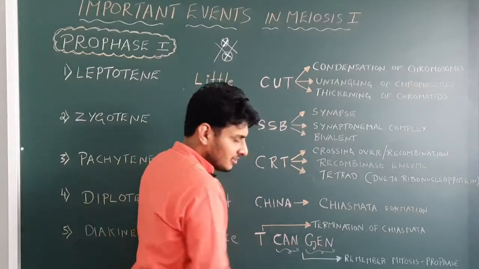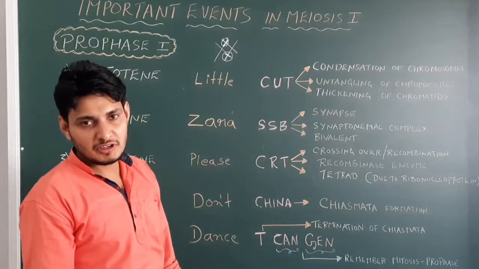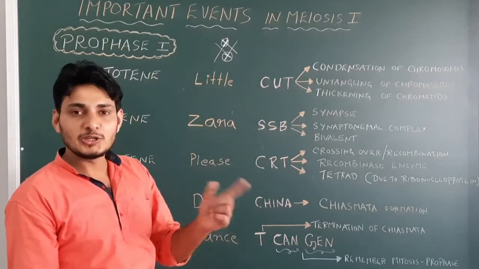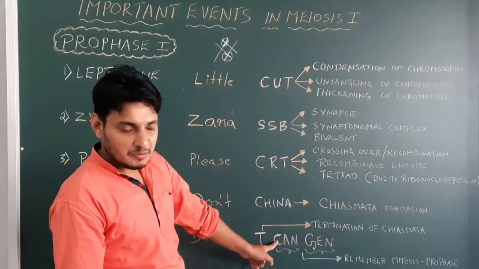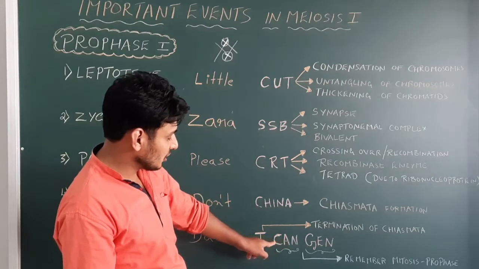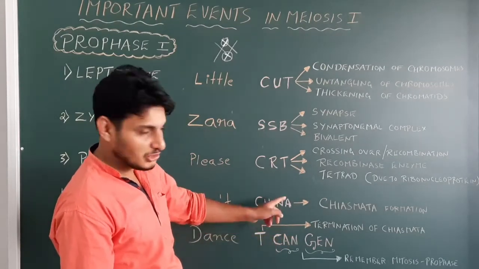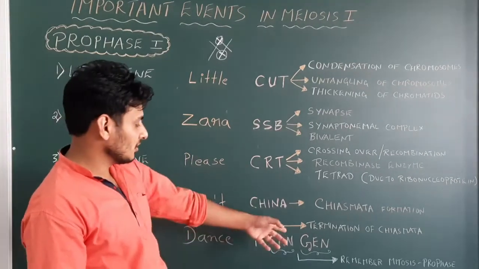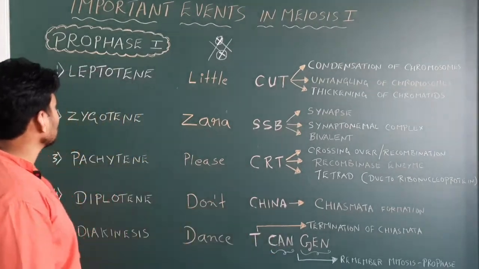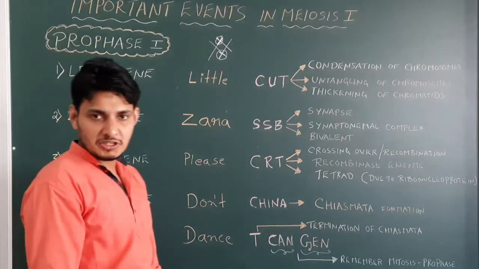What is this can-gen? Simple. You need to remember some important events in prophase 1. Done. Can: centriole formation takes place. Or movement of the centrioles, not formation, sorry. Movement of the centrioles towards the opposite pole. A is aster formation. That is actually the thing you need to write. Done. So that's all about prophase 1, all 5 stages.